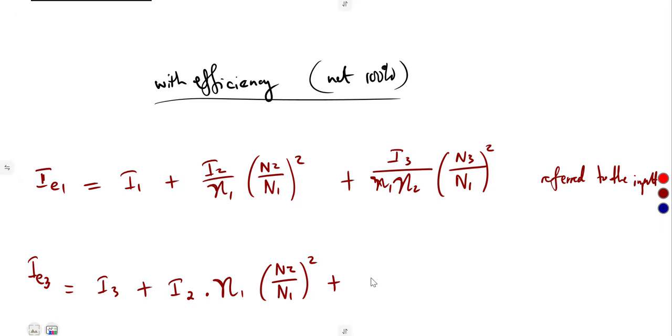All right, then we move on to that is I1, and the efficiency is 1 and what? 1 and 2. Okay, and this is N1 over N3 squared. All right, so this is what you are going to consider with our calculations, where there is efficiency and some other calculations.